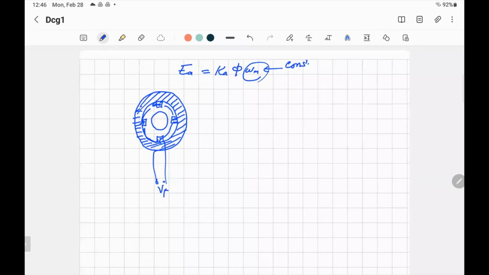Ka depends on the dimensions of the machine, and I'm not going to change any dimension: the same number of turns, the same size of machine. So that is also constant. What do I have left? Phi, the flux, which is the magnetic field inside the machine under each pole. I want to see how the induced EMF changes with the flux, but it's hard to measure the flux.